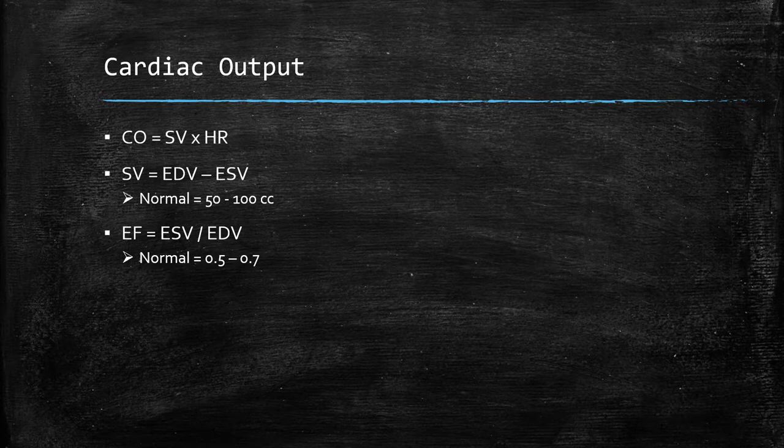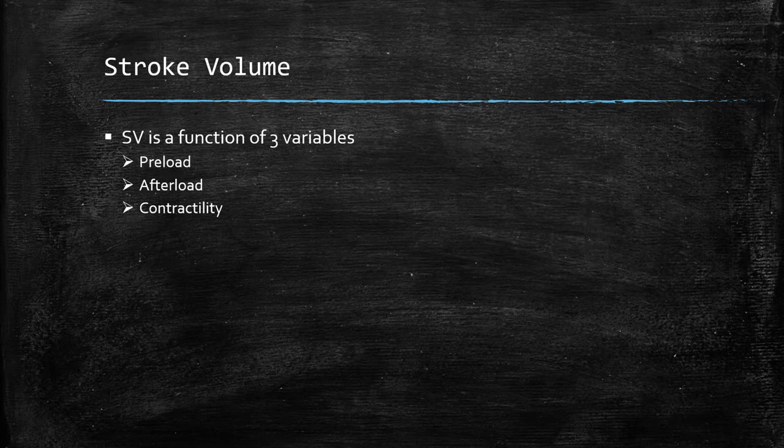The only way to obtain the end systolic volume and end diastolic volume measurements in real time is by continuous echocardiography, but this is a technology that's not routinely available in most ICUs at present. Besides being difficult to measure, stroke volume is difficult to estimate or predict because it is a function of three variables that are not completely independent of each other. These variables are preload, afterload, and contractility. We'll discuss each of these in turn.